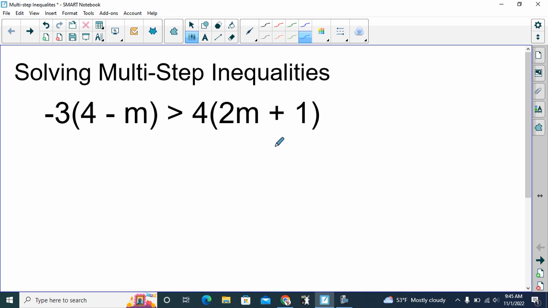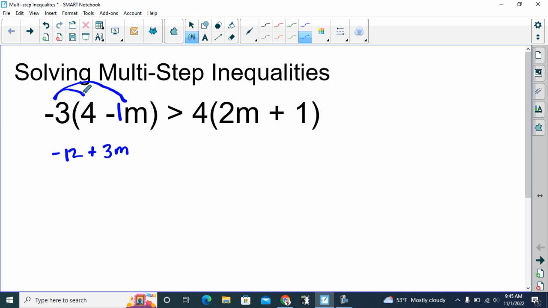If you recall back to solving equations, the first thing we always want to look for is to see if we can distribute anywhere. In this case, we can distribute this -3. We have a number out in front of a parenthesis. We can also distribute the 4. So we are distributing the -3. -3 times 4 is -12. -3 times -1m. Negative times negative is positive. 3 times 1m is 3m.